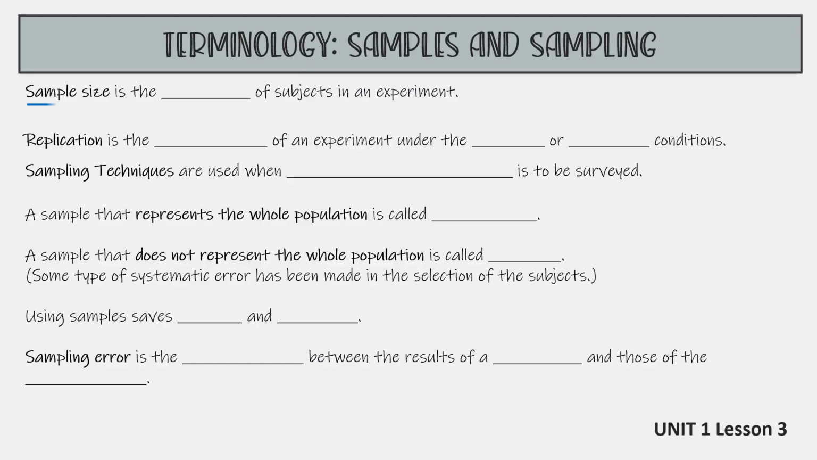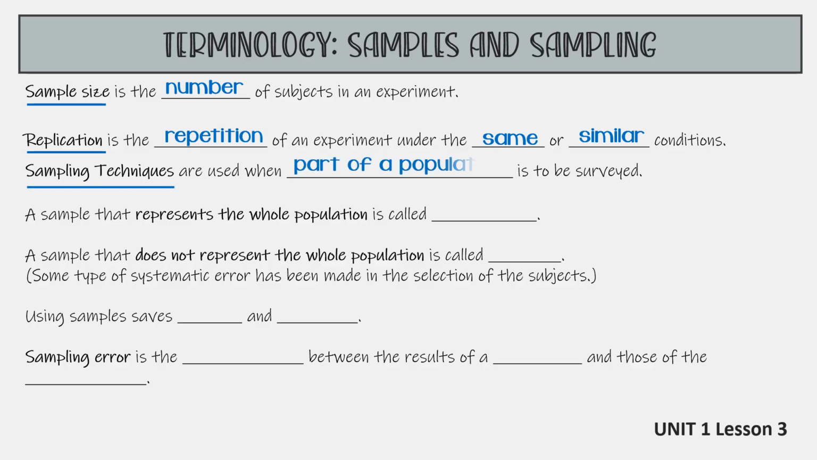Samples and sampling. Sample size is the number of subjects in an experiment. Replication is the repetition of an experiment under the same or similar conditions. Sampling techniques are used when part of a population is to be surveyed. The sample that represents the whole population is called unbiased. A sample that does not represent the whole population is called biased. Some type of systematic error has been made in the selection of the subjects, and we'll be dealing more with unbiased and biased in the next lesson.